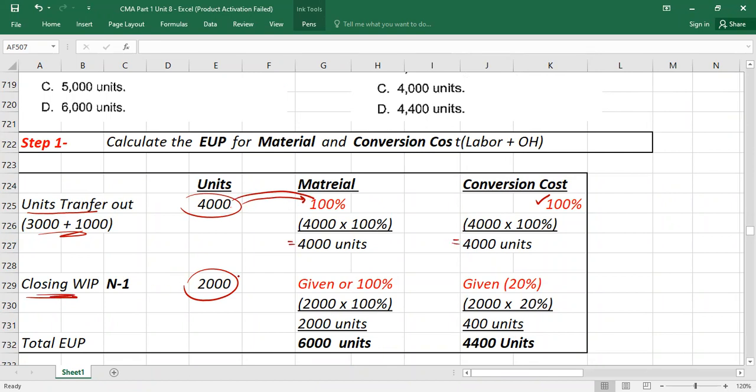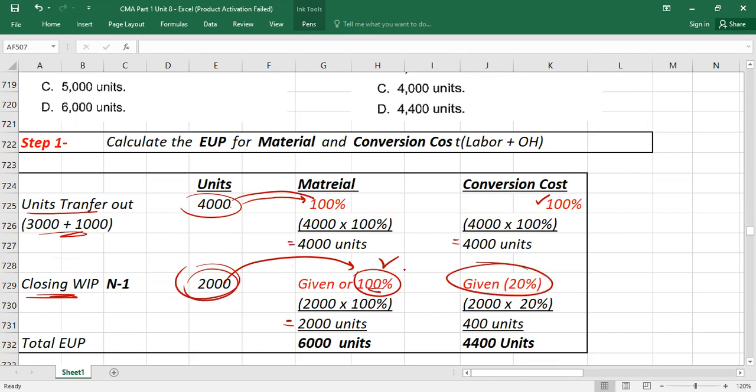But closing work in process, how many units do they have? 2,000. I told you the percentage completion, should we use the given one here or 100? It depends. If material is added during the process, we'll use what? Given. But if material is added at the beginning of the process, we'll use what? 100. What's the scenario in my question? At the beginning, we'll use 100%. We'll take 2,000 times 100%, which will be 2,000.